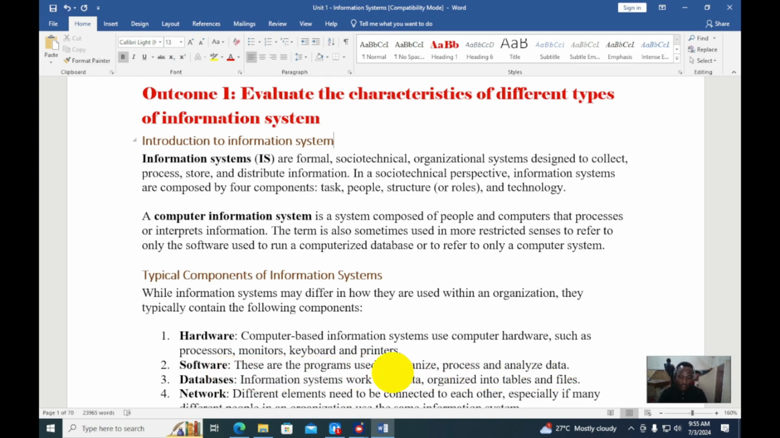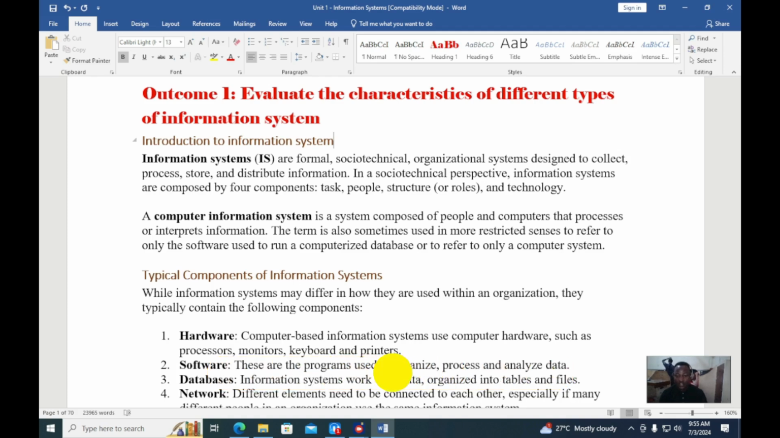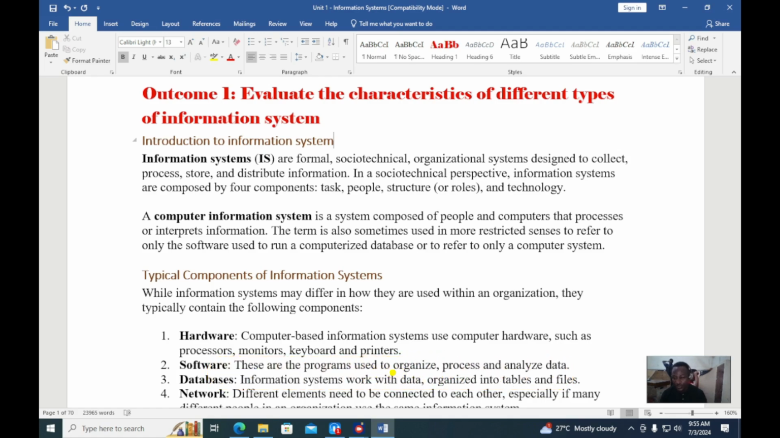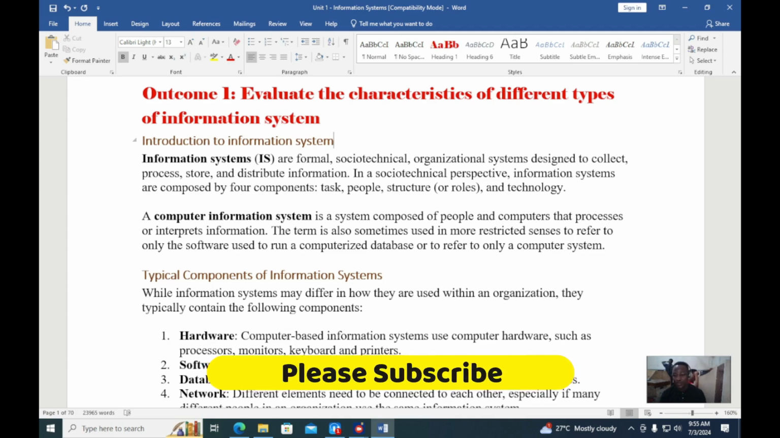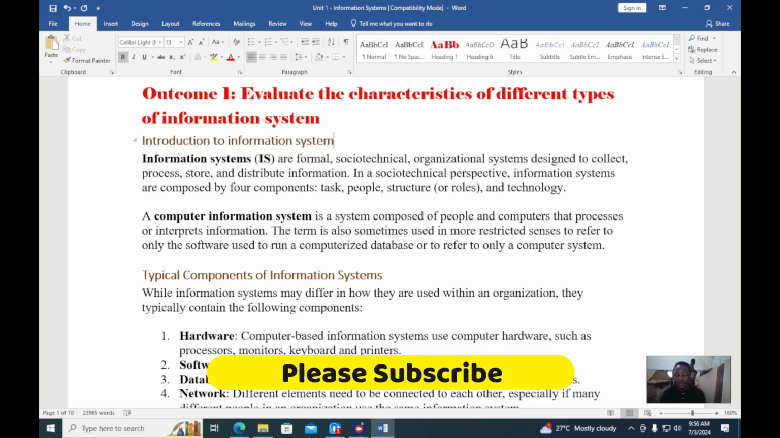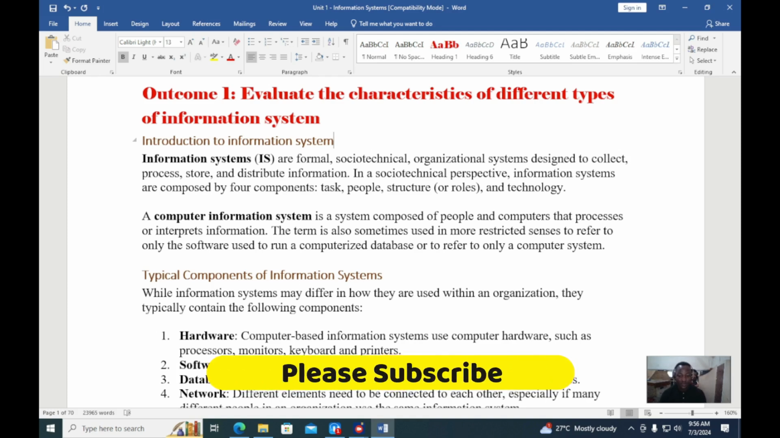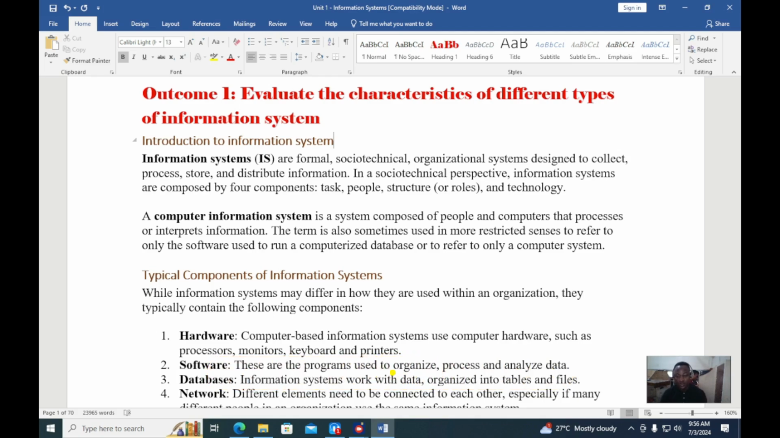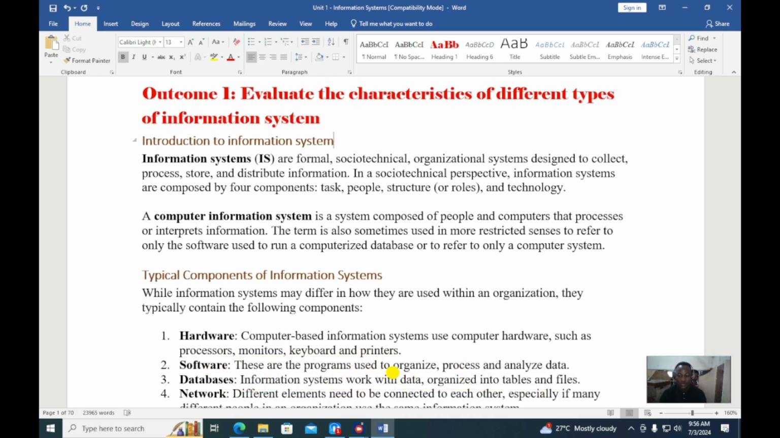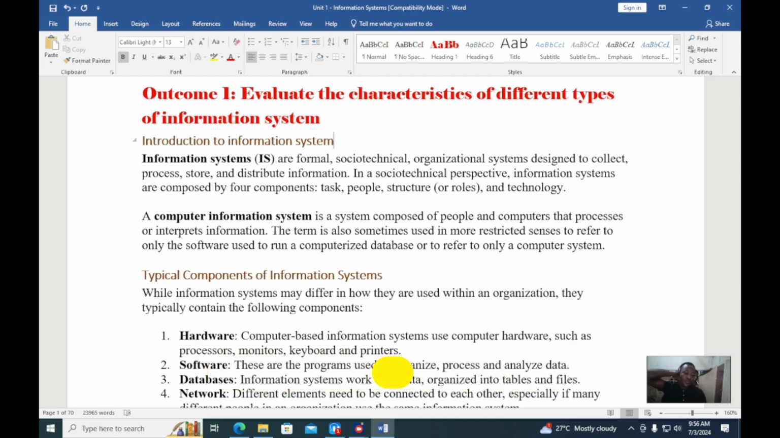So if you look at the socio-technical perspective of information systems, we are going to see it is composed of 4 different elements or components that include the task, the structure, the people, and the technology. And when we talk about structure, we are talking about the various roles that people play in that particular information system. And then we are talking about technology, what technologies are brought in the construction of an information system.